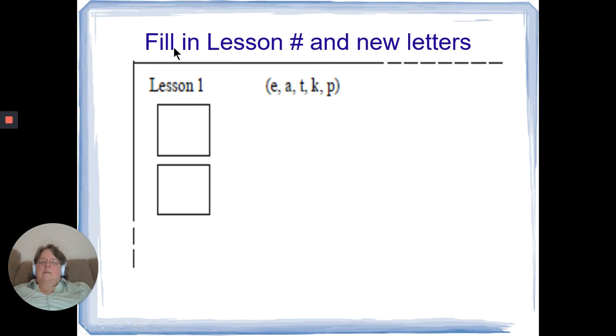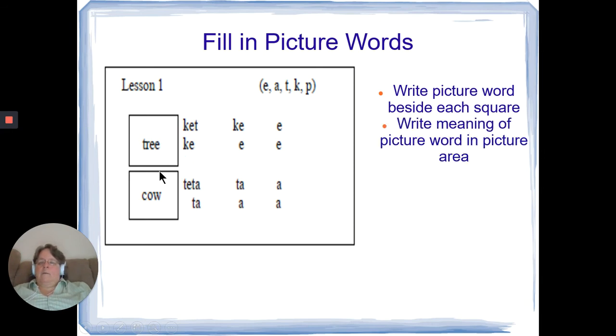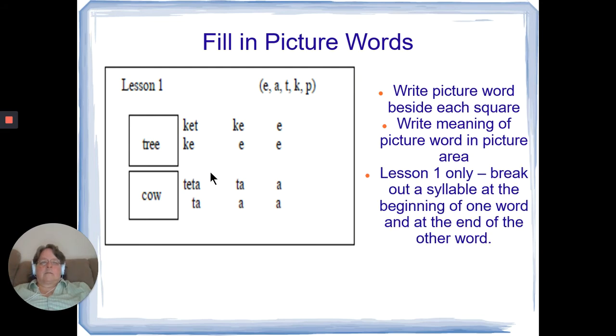So the first thing is you have that lesson format in front of you. I always fill in this part first, the lesson number and the new letters. Then I fill in the picture words. So write the word beside each picture, beside the square, and I write the meaning of the word. In my case, it would be English because that's the language that I know. If the main area you're in, you're doing French or Portuguese or whatever, you could write it in those languages or whatever the main language is.